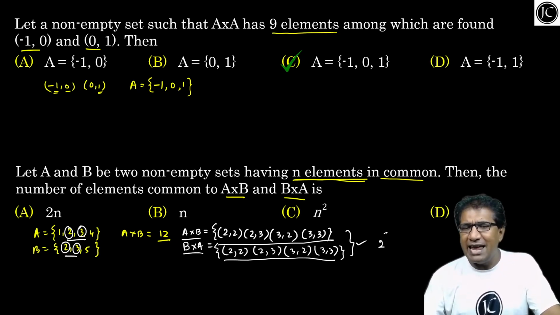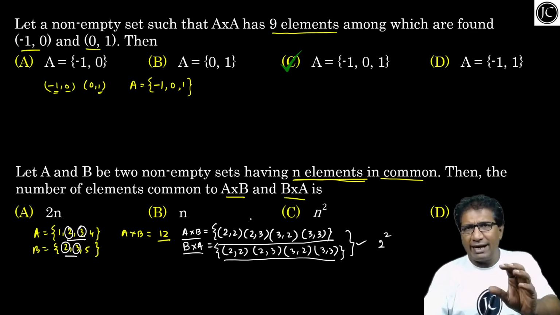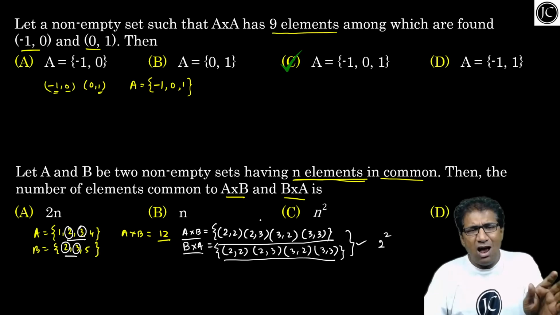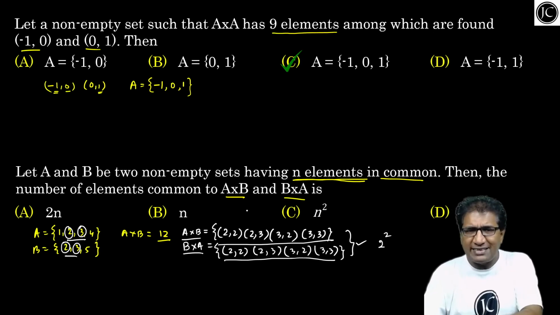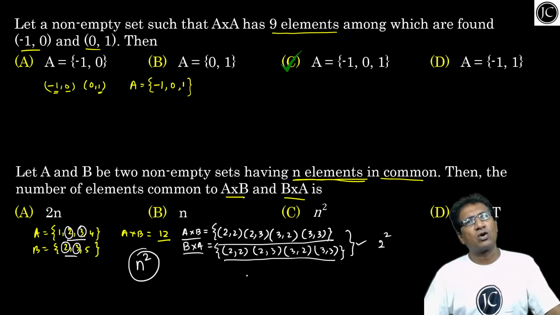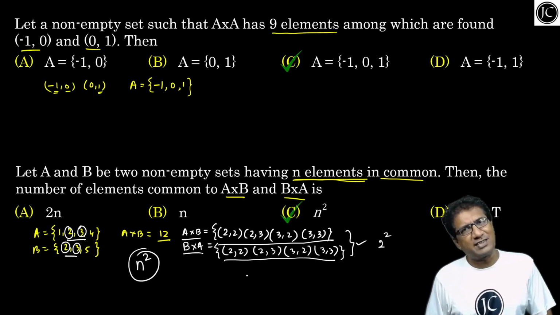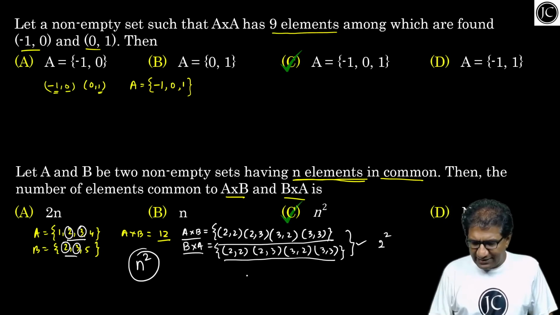मतलब इट इज कमिंग लाइक 2 squared। ओके, अभी देखो इसको अगर हम जनरलाइज करें कि A और B 2 नॉन एम्प्टी सेट्स हैं, जिसमें दोनों सेट में n एलिमेंट्स कॉमन हैं। इसका मतलब यह हुआ A cross B और B cross A में n squared elements will be common. Is it clear? Hence option C in this case is correct. Right? Let us take another problem.